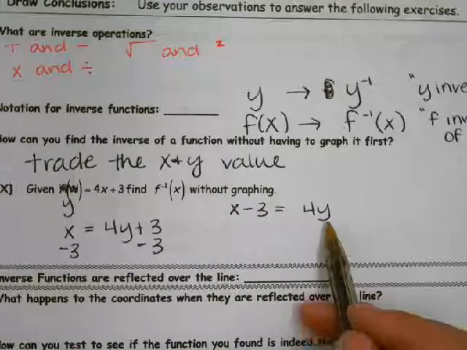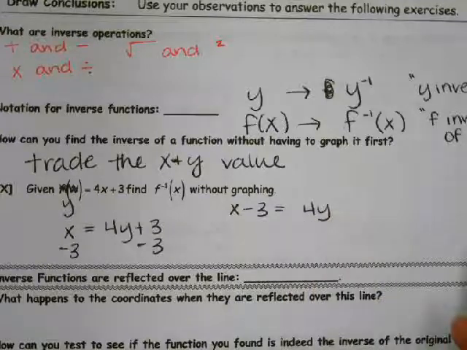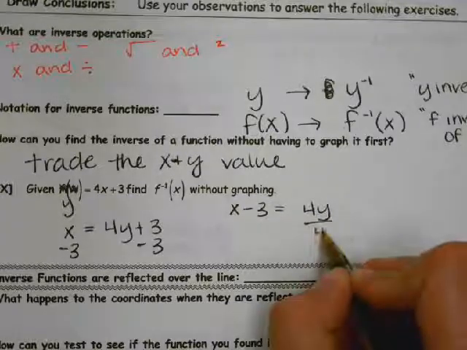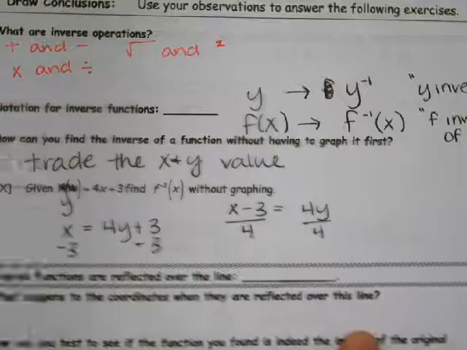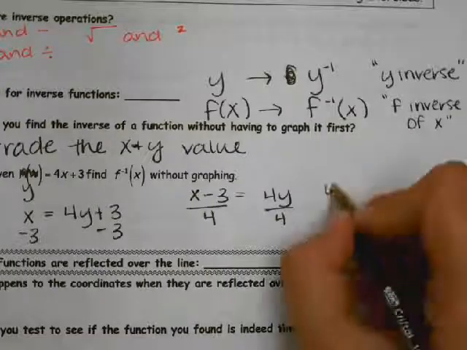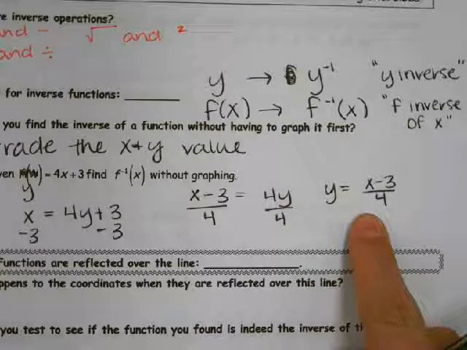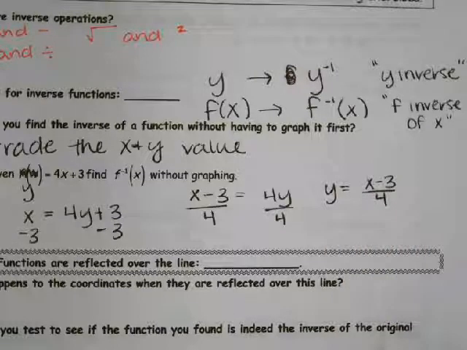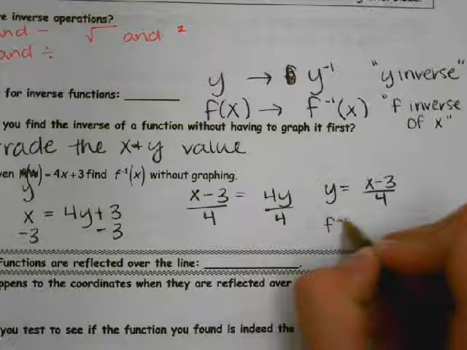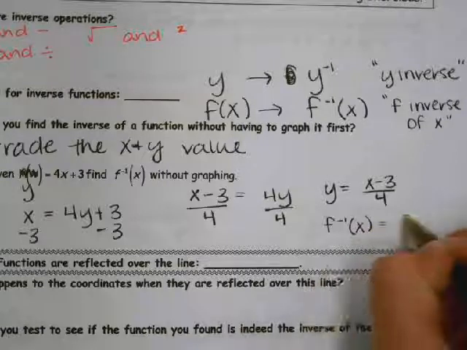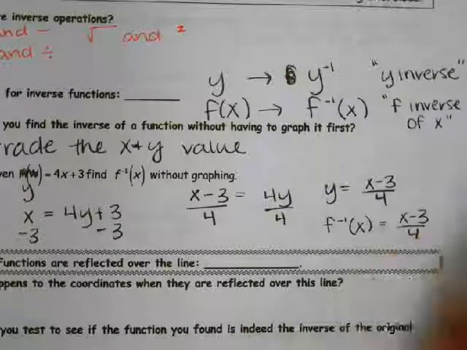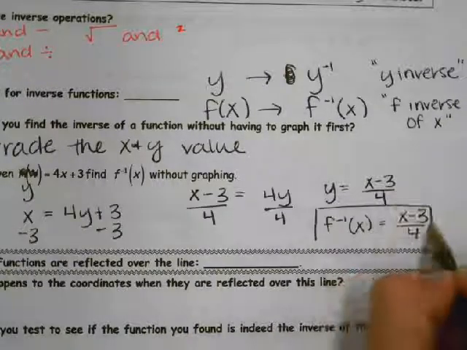And the inverse operation for 4 being multiplied by something is to divide by 4. So I'll go ahead and divide by 4. So now I have isolated the y value by doing the inverse of each operation, and that means I have found the inverse function, and I can go ahead and just rewrite it with that inverse notation. So for this one I would say f inverse of x equals x minus 3 over 4. And that would be the inverse function.